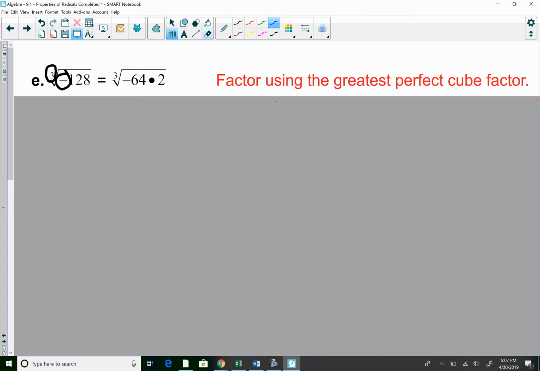Your first task with this is to figure out, okay, how can I break this down? I know that 128 is not a perfect cube number. And if I look at my list, there's 1, 2, 3, 4 real possibilities that you could use to help you simplify this.